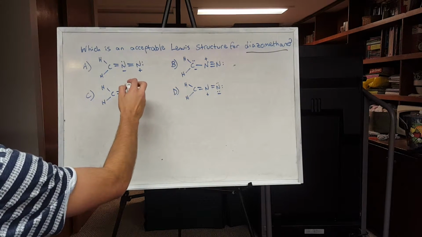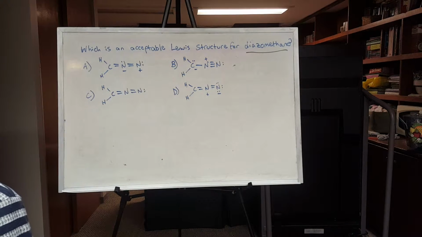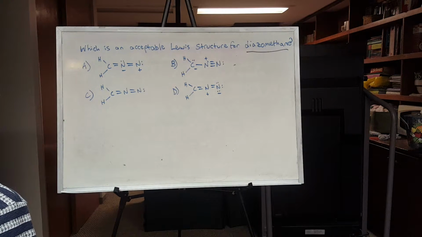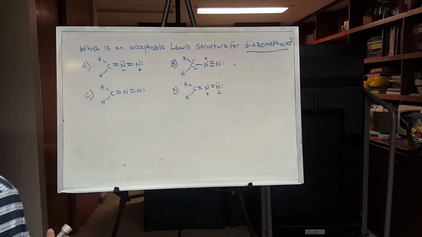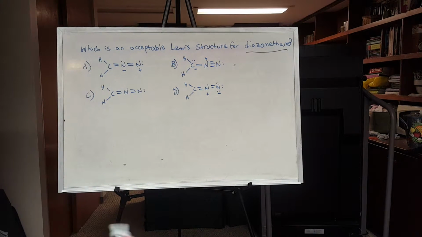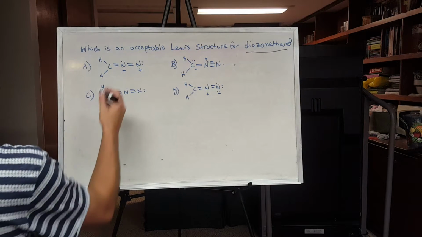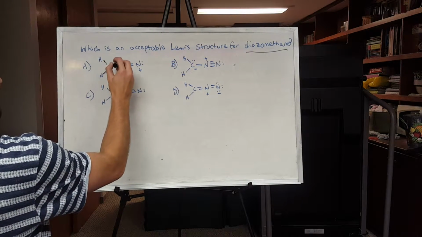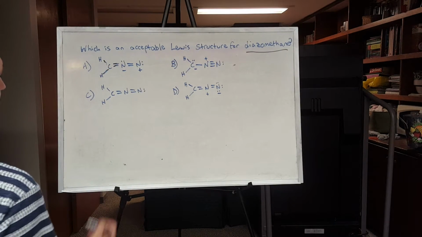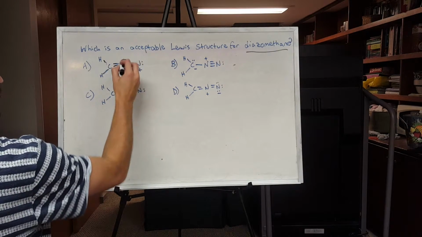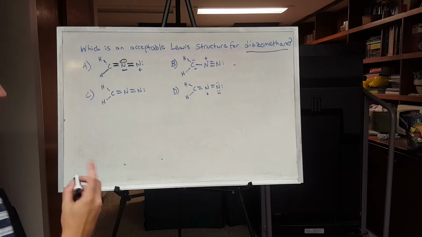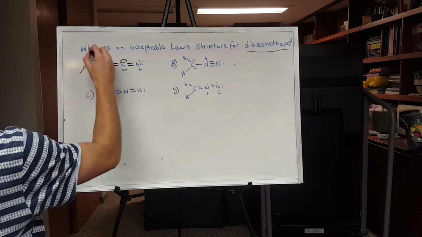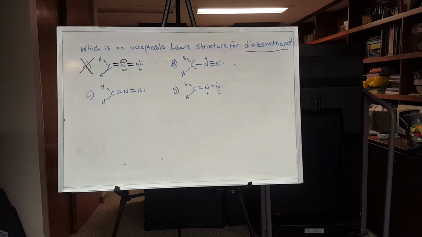bonds, or how do you describe this? If four lines count as one each, and pairs of dots count as one each, they should add up to four. So for this C, 1, 2, 3, 4, that follows the octet rule. This N right here, 1, 2, 3, 4, 5, 6. That's definitely not following the octet rule. So A is not acceptable.